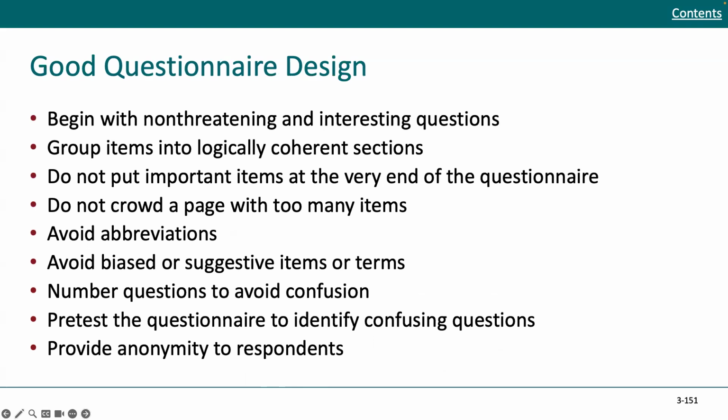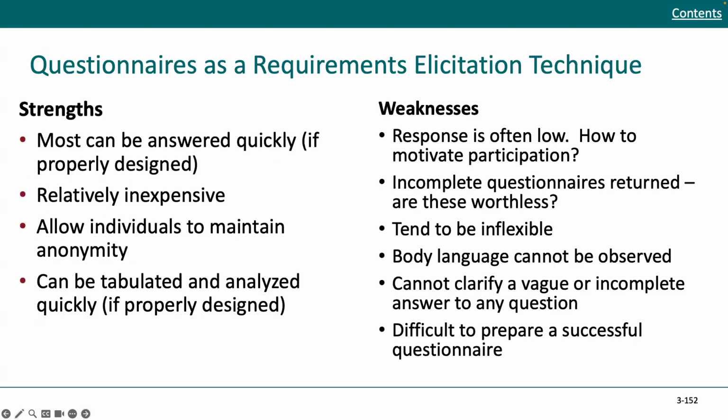So we want to begin with non-threatening and interesting questions, group items into logically coherent sections, do not put important items at the end of the questionnaire, and do not crowd a page with too many items. You want to avoid abbreviations that they may not be familiar with, avoid biased or suggestive items or terms, and limit the number of questions to avoid confusion. You want to pre-test the questionnaires to identify confusing questions. Finally, provide anonymity to respondents.